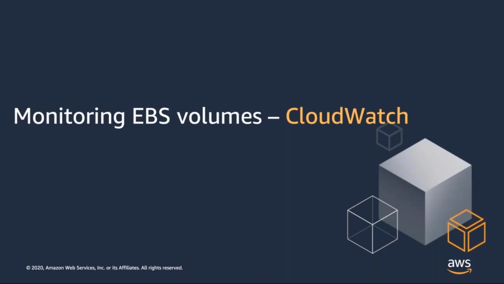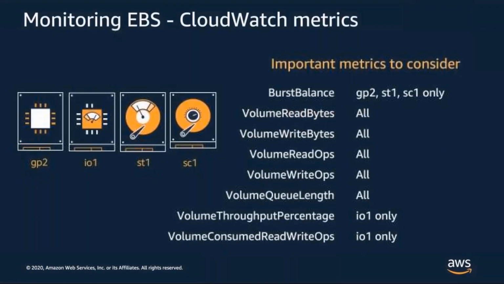Let's talk about monitoring the EBS volume performance. Amazon EBS publishes volume metrics data to CloudWatch. CloudWatch metrics are statistical data that you can use to view, analyze, and set alarms on the operational behavior of EBS volumes. As shown here, GP2, ST1, and SC1 volumes publish metrics to CloudWatch at a granularity of 5 minutes, whereas provisioned IOPS IO1 volumes send 1-minute resolution metrics to CloudWatch.